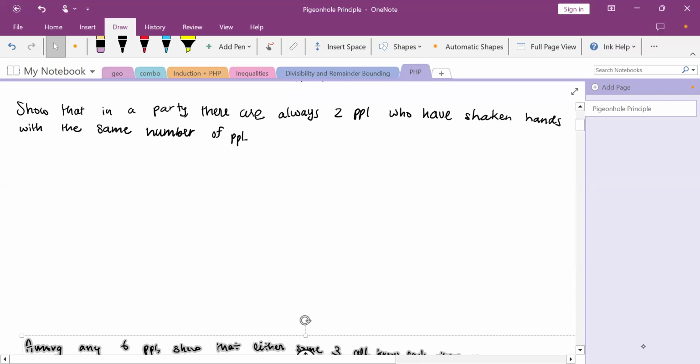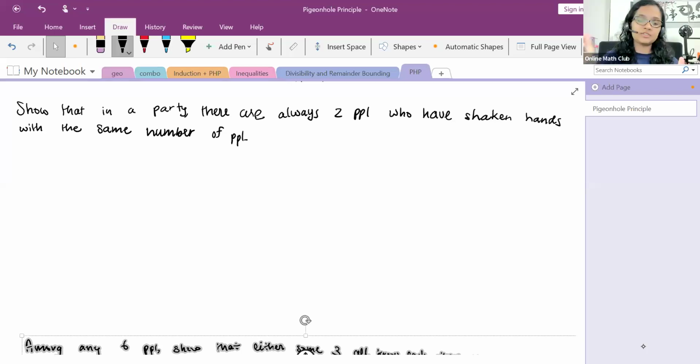So for the first problem, we can assume that we have n people, and for the sake of contradiction, we can assume that all of them have shaken hands with a different number of people. Like P1 has shaken hands with some k people, then no one else would have done that, and then that thing will become holes, and we'll see that two persons lie in the same hole, that is, they shake hands with the same number.